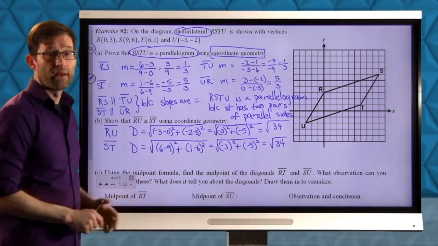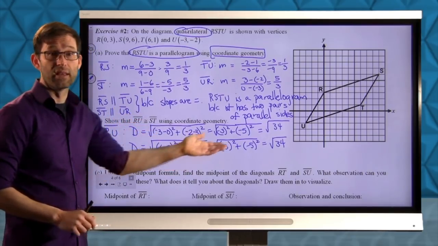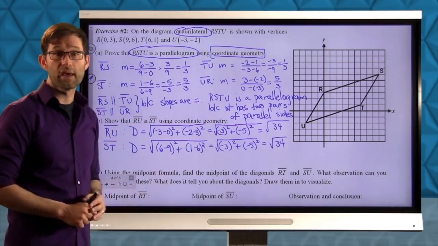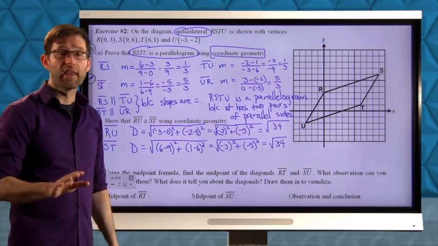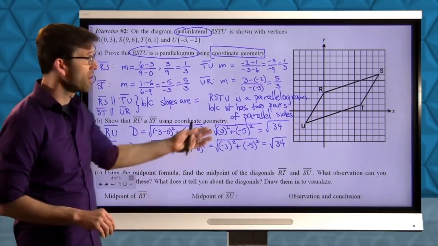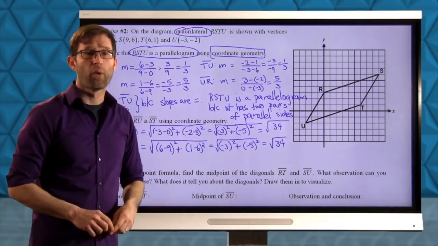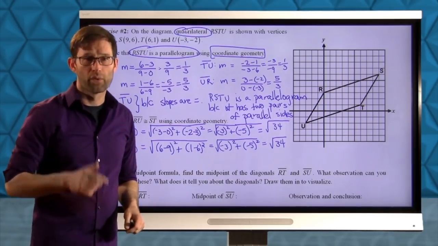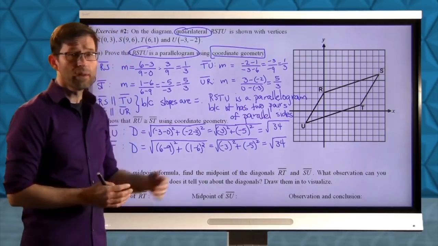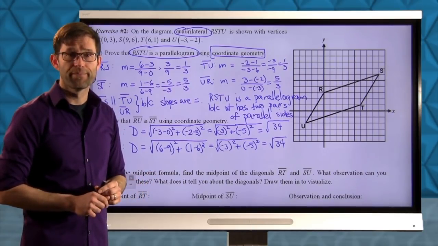There's really nothing else there, because what it means for RU to be congruent to ST is that their lengths are the same, and there they are. They're both the square root of 34. Again, there's no need to simplify it. There's no need to take the calculator out and figure that that's whatever, 5.8 something. Leave it as the square root of 34 in both cases. All we wanted to do was show that they were the same.